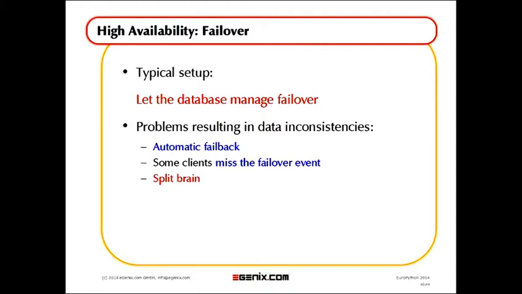They tend to not always work perfectly. So something that can happen is you can have automatic failback, which means that you have a failover situation where the system switches to a different database, and then it automatically comes back, but you're not necessarily sure that all the database servers have actually synchronized by then. So you can have what's called a split brain situation. So the data is spread across different servers, but you're not necessarily sure whether all the servers have the same data. And of course, some clients may miss the failover event.